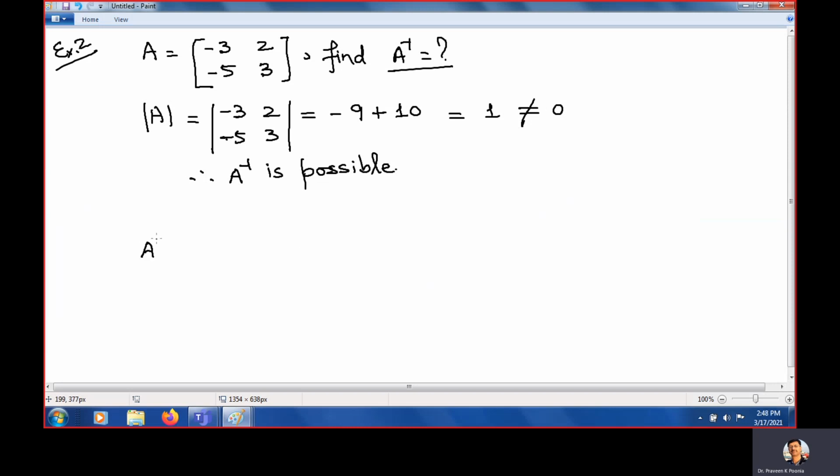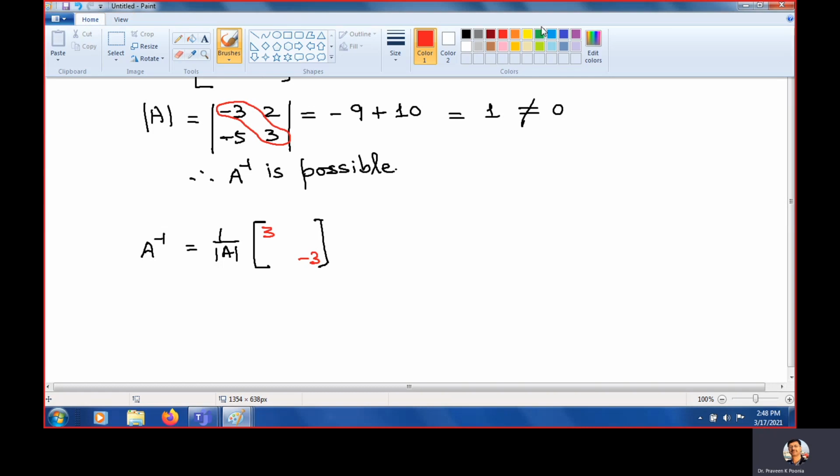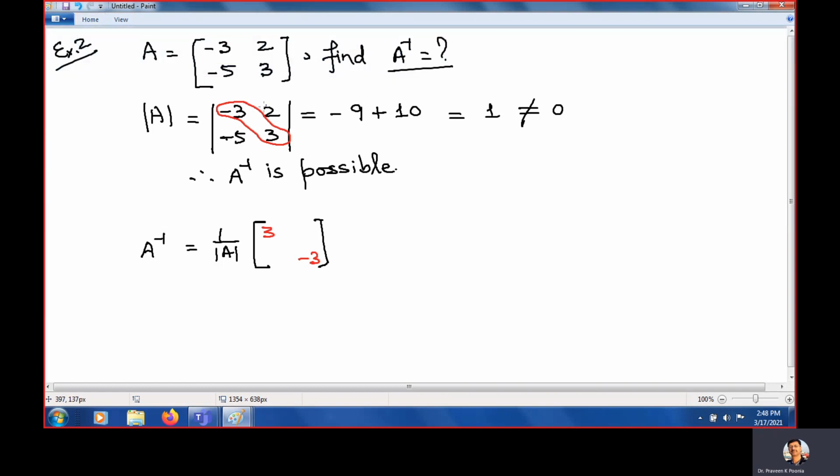So if A inverse is possible, how to find A inverse? It is 1 upon determinant of A. Now, what you need to do? You need to interchange these two numbers. Minus 3 will be down and plus 3 will be up. And this 2 becomes minus 2, because we are multiplying by negative. Here, because we are multiplying by negative, this negative 5 will change into plus 5. This is the thing I want to tell you.